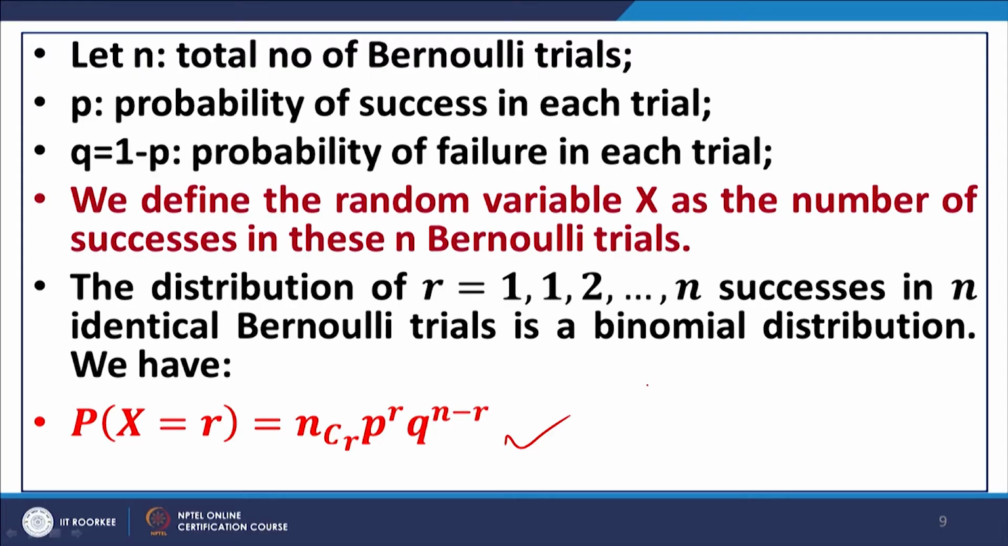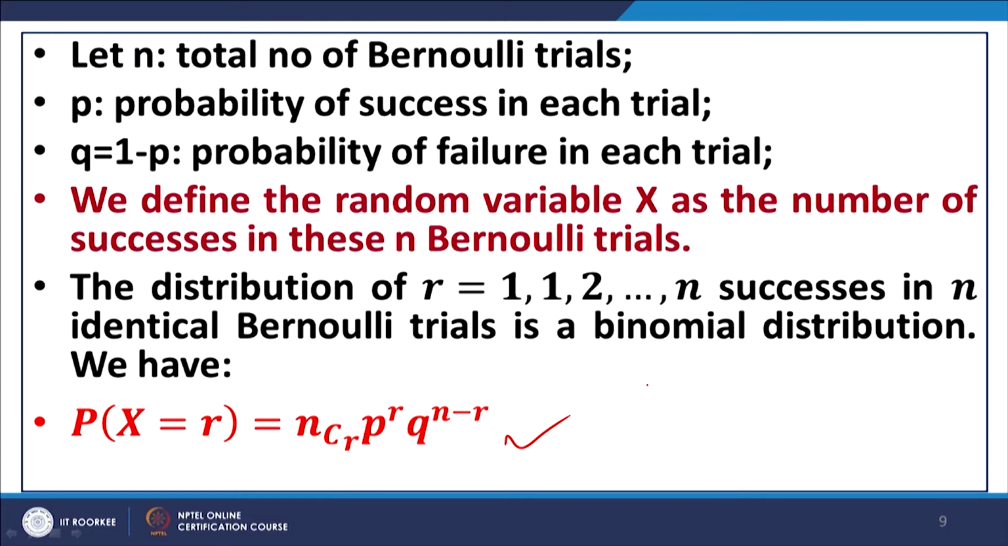Then the probability of getting exactly r heads, r successes, is given by this term, P(X = r). We have defined capital X as the number of heads. So the probability of getting X equal to r means the probability of getting r heads. The probability of getting r heads is equal to nCr p to the power r q to the power n minus r. This is the binomial distribution. If you conduct n Bernoulli trials with probability of success p and probability of failure q, then the probability of getting precisely r heads is equal to nCr p to the power r q to the power n minus r.